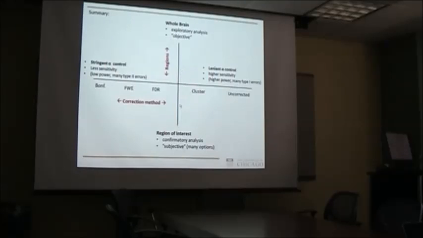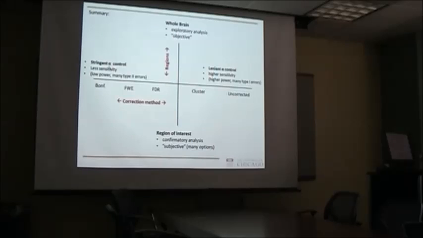And then the other axis, in terms of which region to correct for, you'd say whole brain, maybe more in an exploratory analysis. But in a way it's also more objective in the sense that you don't have to justify why this region, why not another region. There's little debate on whether the regions you choose are valid, whereas a region of interest analysis you would use more for confirmatory analysis, but it's also subjective, because there are so many ROIs that you can choose, so many different ways you can use an ROI analysis.